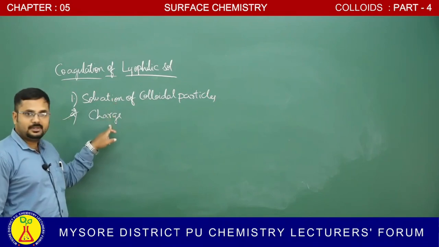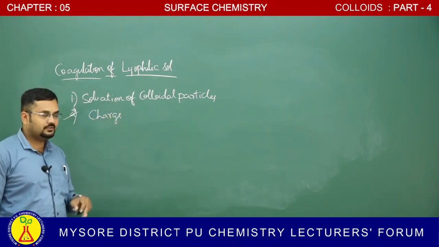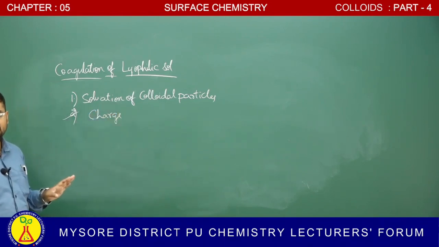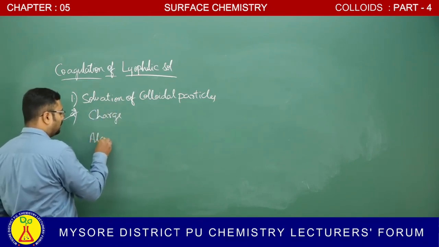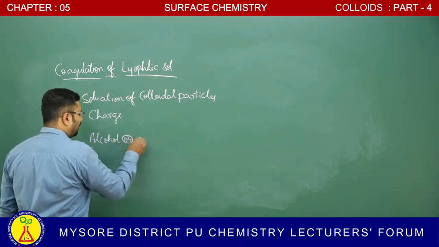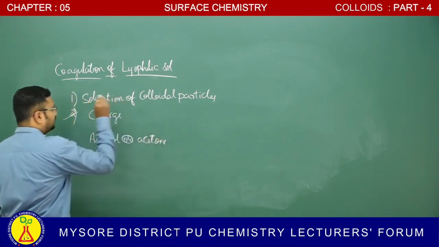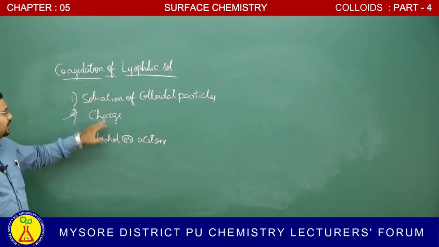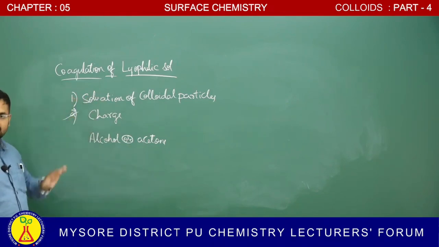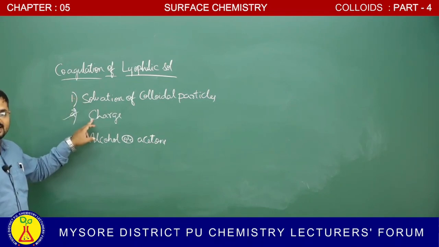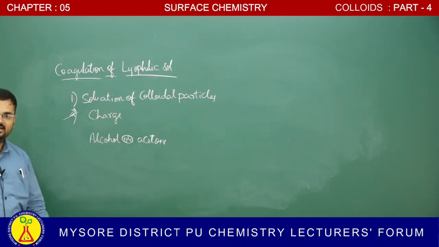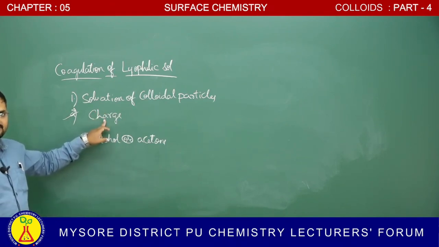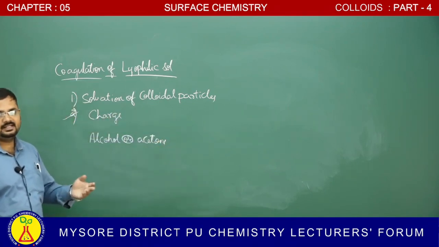Sir, then where do we remove them to coagulate? The first one is solvation of colloidal particles, so you have to remove that solvent. For that I am going to use alcohol or acetone, so it adsorbs the solvent. When alcohol or acetone is added to the colloidal solution, it adsorbs this solvent. So the first factor is removed. Next is charge. How do we neutralize the charge? By the addition of an electrolyte. Adding an excess of electrolyte, the charge present here will adsorb the opposite charge from the electrolyte and finally gets neutralized.